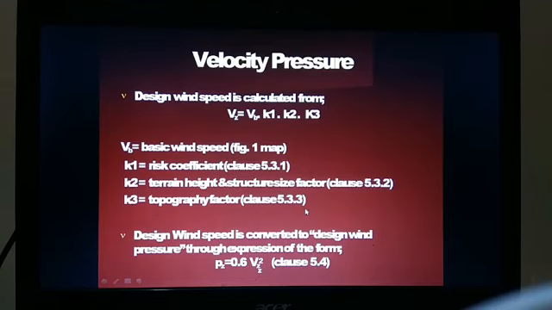Please try to go through it. K1 is the risk coefficient, K2 is the terrain coefficient, and K3 is the topographic coefficient. Based on these you can get the value of Vz, which is the design wind speed.